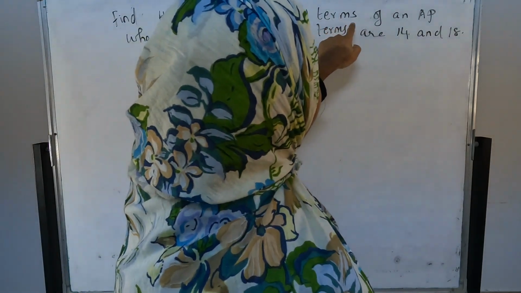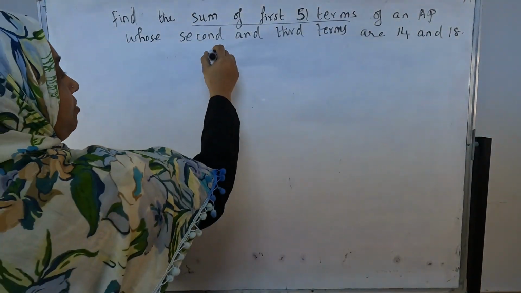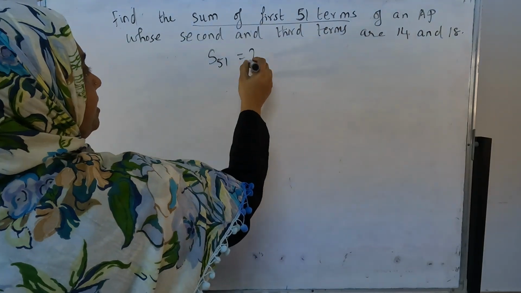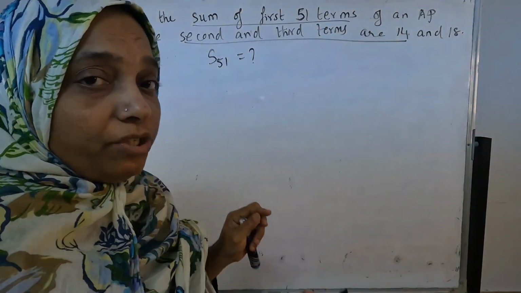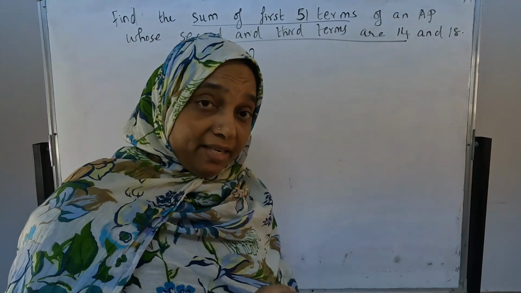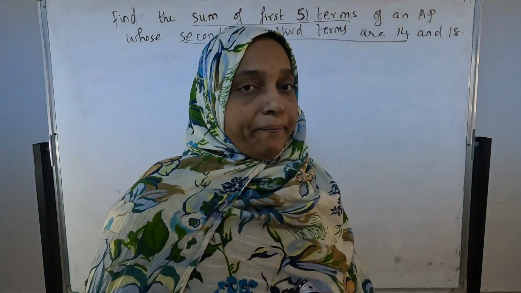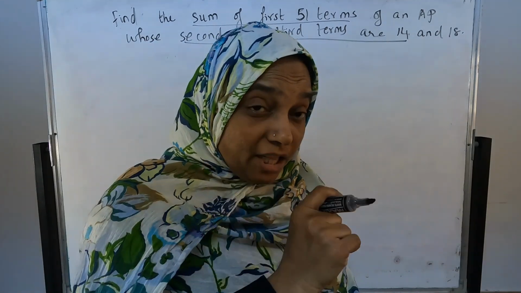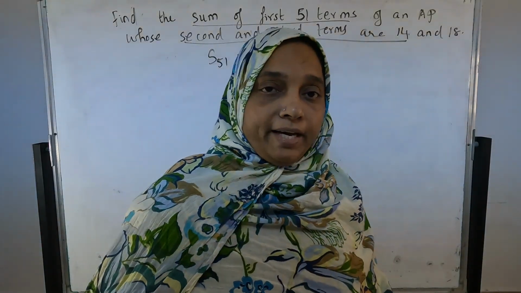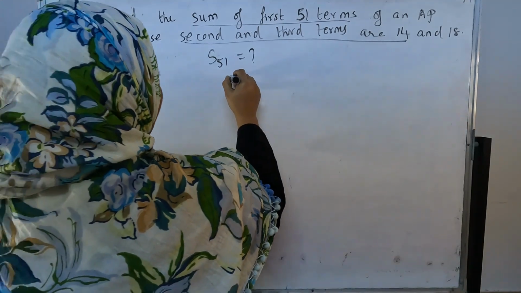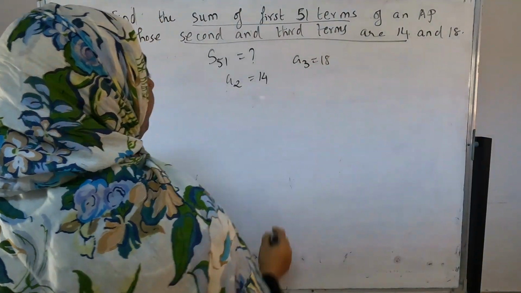Find the sum of the first 51 terms of an AP. First, see this part: sum of the first 51 terms. They are asking for 51. Carefully read the question. Are they asking for a term? Are they giving you a term or a sum? You have to carefully watch that. Sometimes they will give the sum, sometimes terms. So first you have to read the question properly and check whether the given thing is a sum or a term. Here they gave the second term A2 as 14 and A3 as 18.